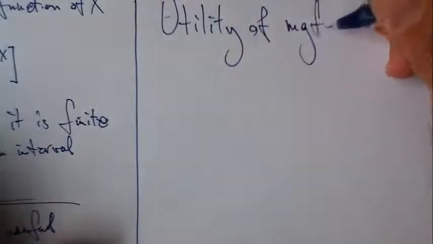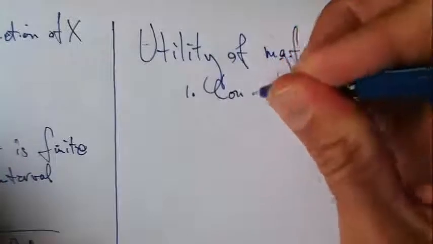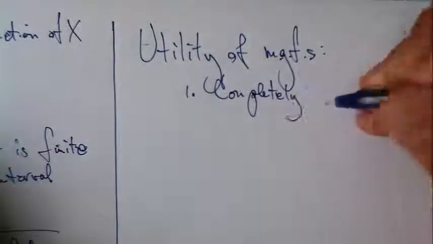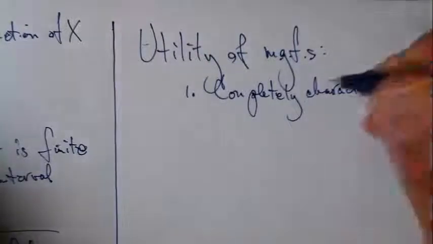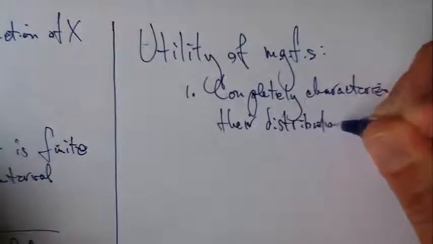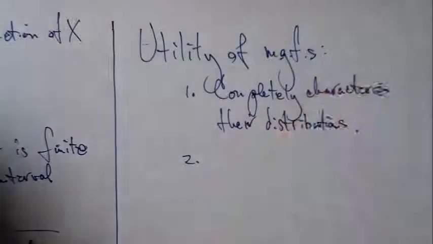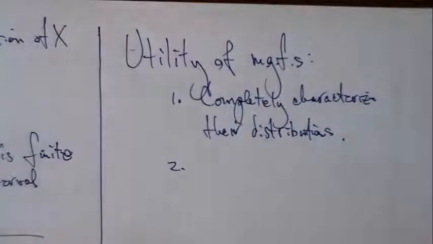So, the utility of moment generating functions. Number one, they completely characterize their distributions. That is, in theory at least, if you have a moment generating function, then from that you can get everything you want to know about the random variable itself. You can calculate probabilities, you can calculate means, etc., etc.